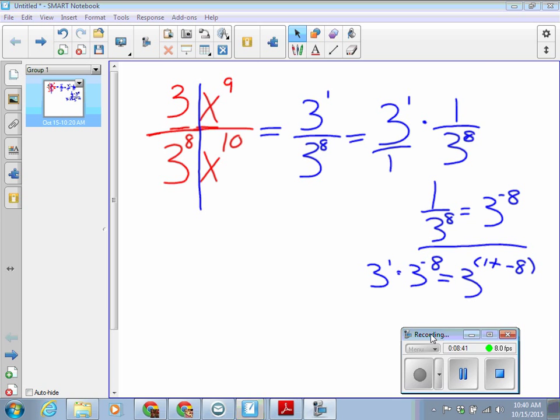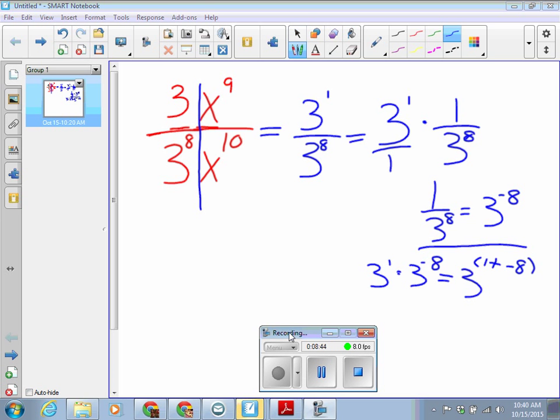So we would just add our exponents. So we have 3 to the negative 7, because 1 plus negative 8 is negative 7, which is the same thing as 1 over 3 to the 7. Now that's half our problem. So this half would equal 3 to the negative 7. But we still have to do our other half.